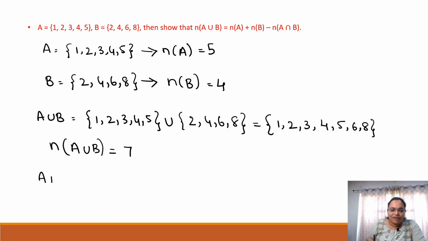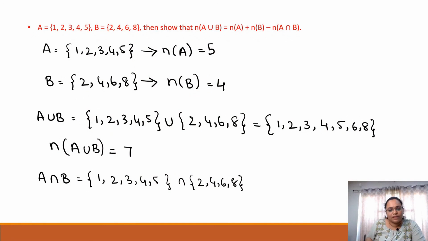In the same way, if I want to find n of A intersection B, so 1, 2, 3, 4, 5 intersection 2, 4, 6, 8. That is the common elements from both the sets. What are the common elements? 2 and 4 are the common elements. So, if you want to find n of A intersection B, there are 2 elements, so the cardinal number will be 2.